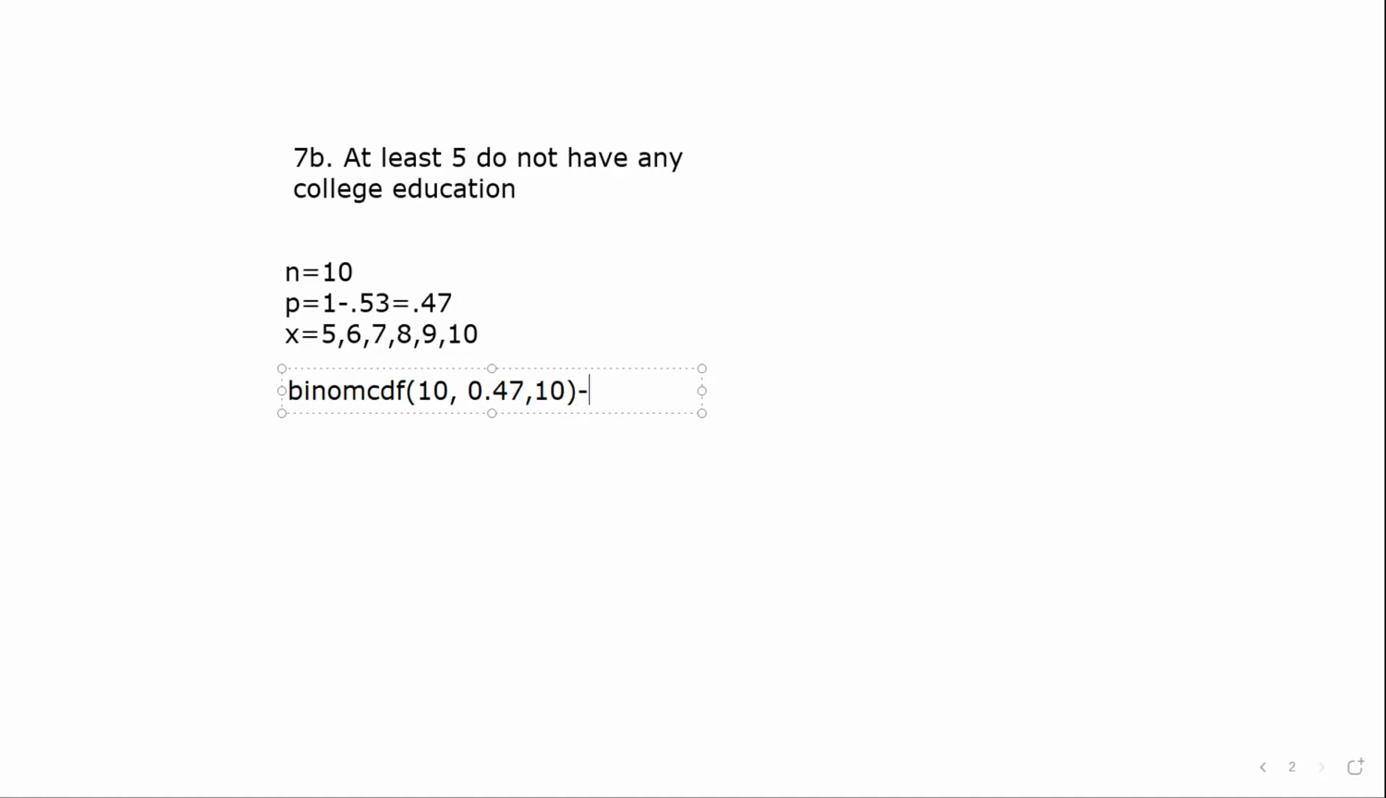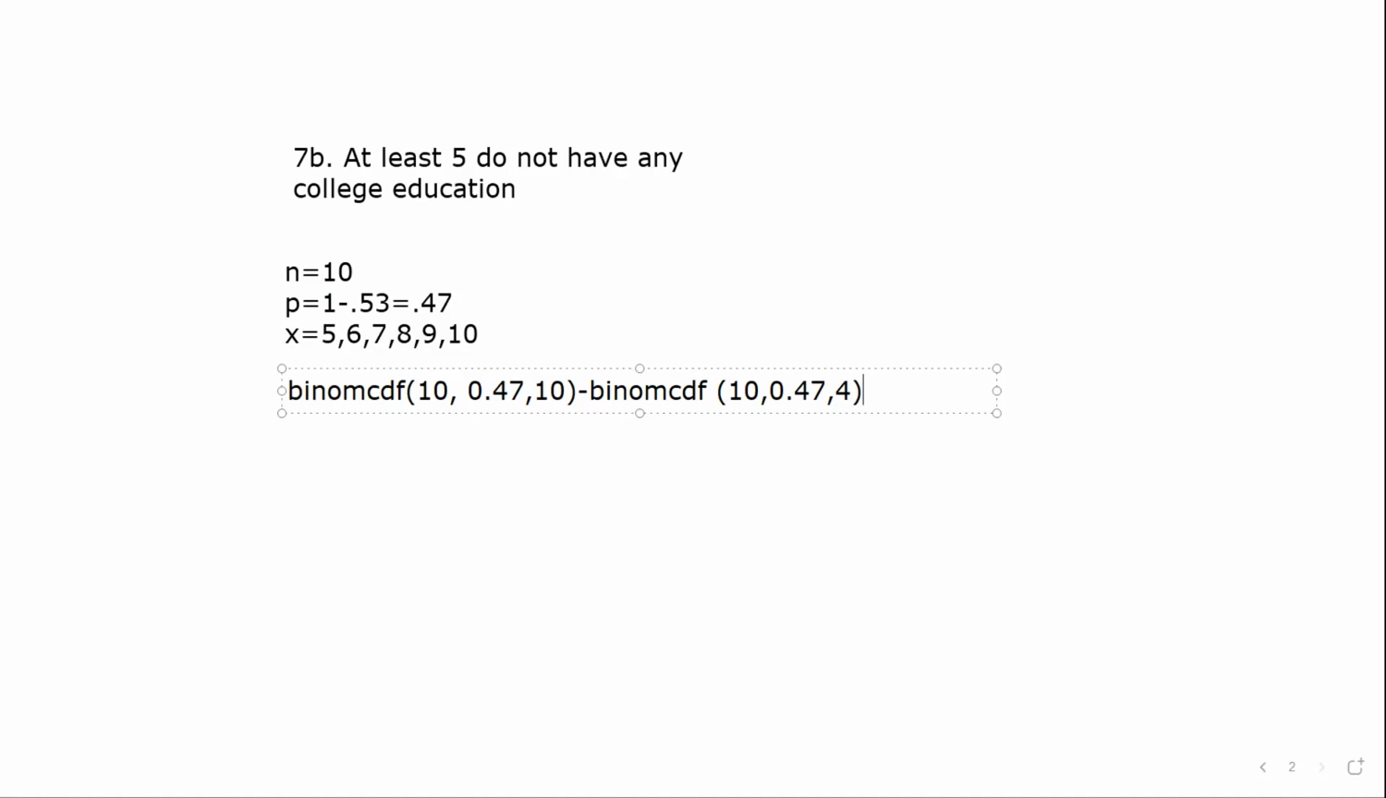Then subtract binomial CDF 10, 0.47. I want to subtract the first four, because I do want five but I don't want the first four. So I'm going to subtract four here. Okay, that's what my command line looks like. Let's put it in the calculator and see what we get.